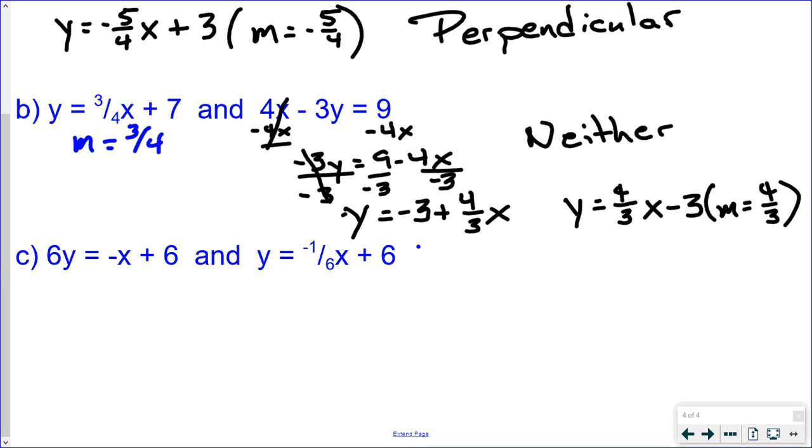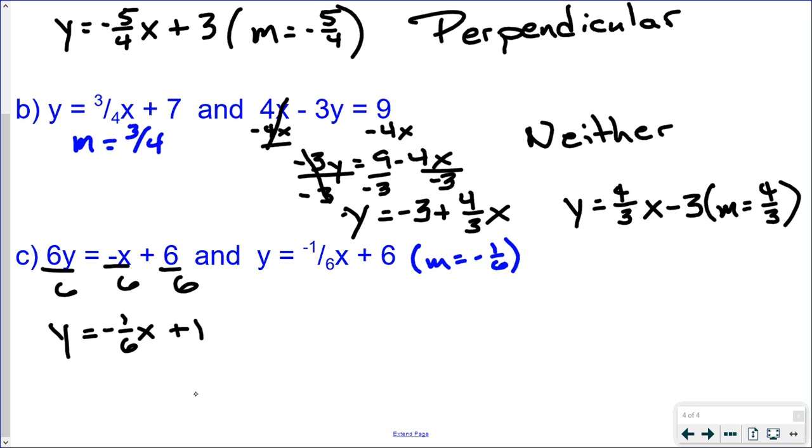So the slope of this one is negative 1/6. It's in slope-intercept form. This one, I need to solve it for y. Let's divide by 6 to get the y by itself. So I end up with y equals, there's a 1 in front of the x that's not written. So this is 1/6 with a negative. So I'm going to write it like this, plus 1. And so the slope of this one is negative 1/6. Slope of this one's negative 1/6. Equal slopes tells me that these are parallel.